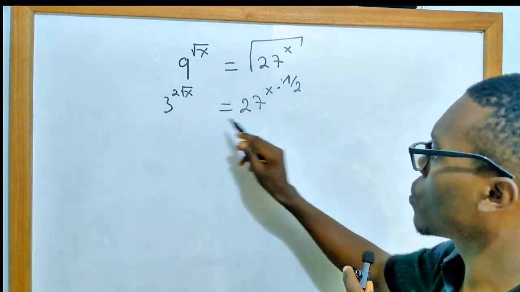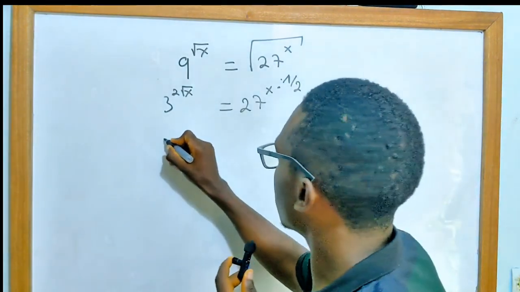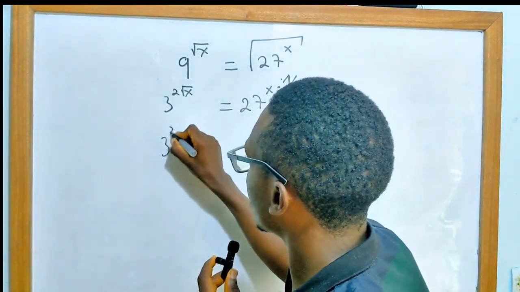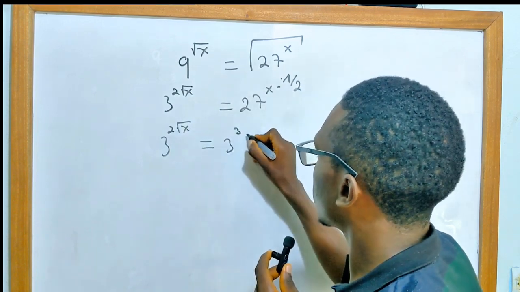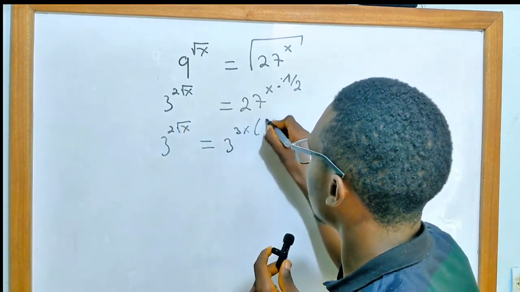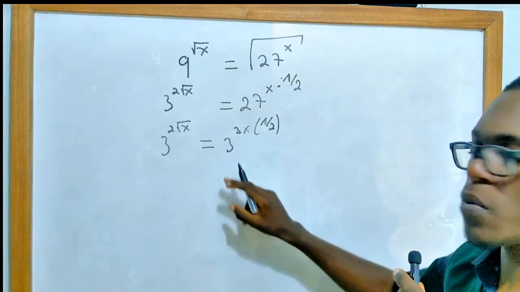We know that 27 is 3 times 3 times 3. So 3 to the power 2 root x is equal to 3 cubed to the power x times half. Okay, that is what we have at this point.